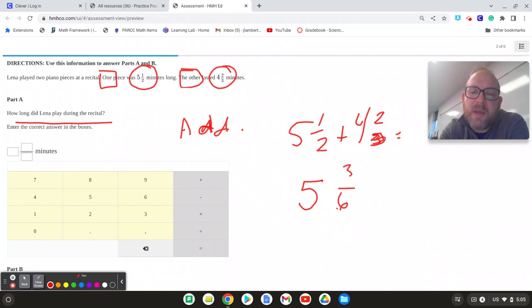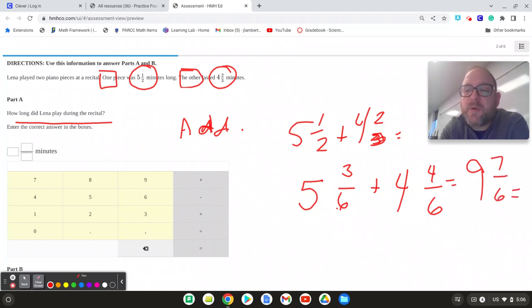So 1 times 3 would give me 3. Plus 4, and we need 6 over here again, and 3 times 2 gives me 6. So 2 times 2 is 4. Add those together. 4 plus 5 is 9. 3 plus 4 for our numerators is 7.